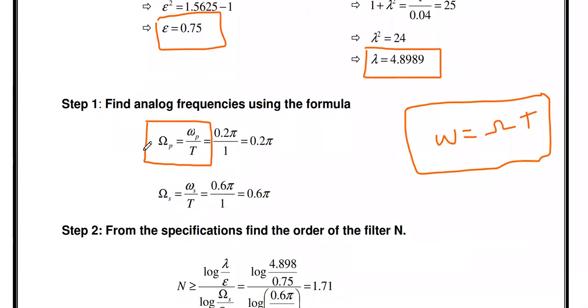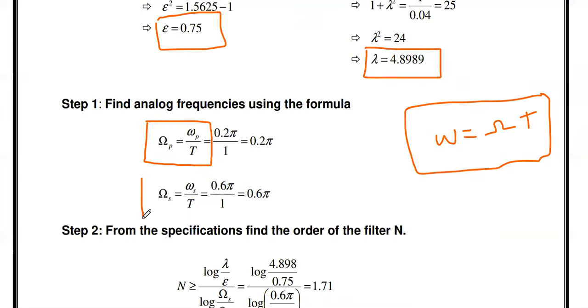Okay, so this step is the difference between bilinear transformation and this impulse invariant method. In bilinear transformation, we have to use the pre-warping analog frequency formula, omega p equal to 2 by T tan omega p by 2. But if you are solving this problem in the impulse invariant method, for the relation between analog and digital frequency, we have to use this relation. So this is the difference between the two methods.